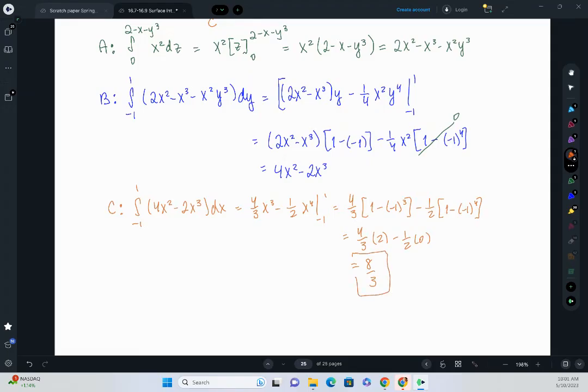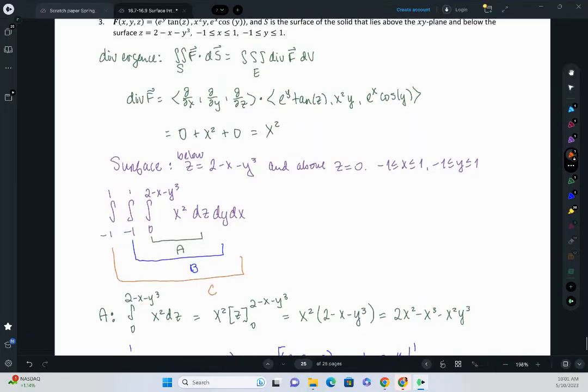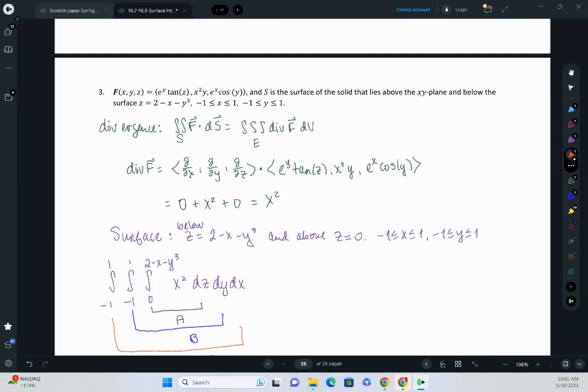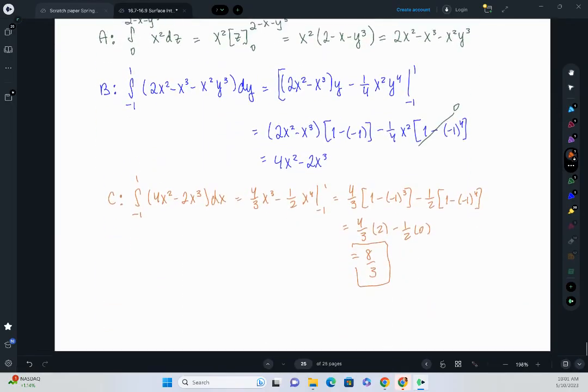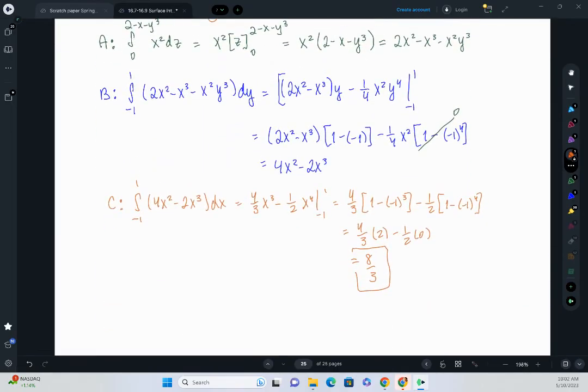That is the value of the flux, or the triple integral of the divergence function. And that concludes this section as well as Calculus 3.